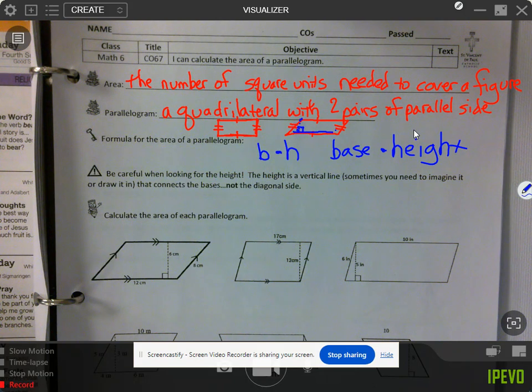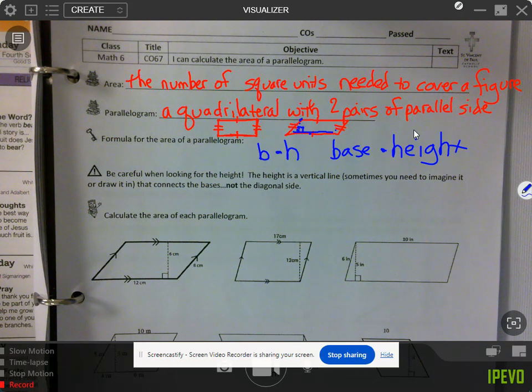So we have the base on the bottom and the base on top because they're parallel. We call them both the base. It is not the diagonal side. A lot of people forget that. So you need to remember, with a parallelogram, we don't want the slanted diagonal side. That is not what we're looking for.